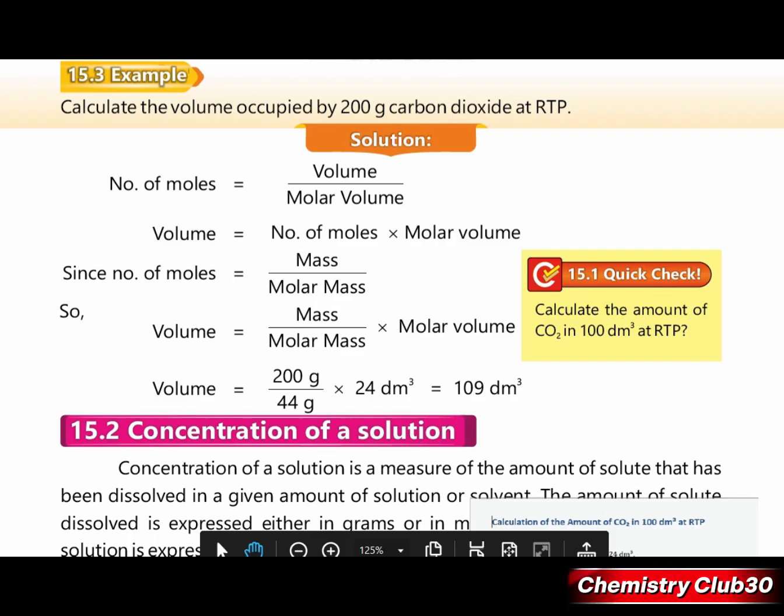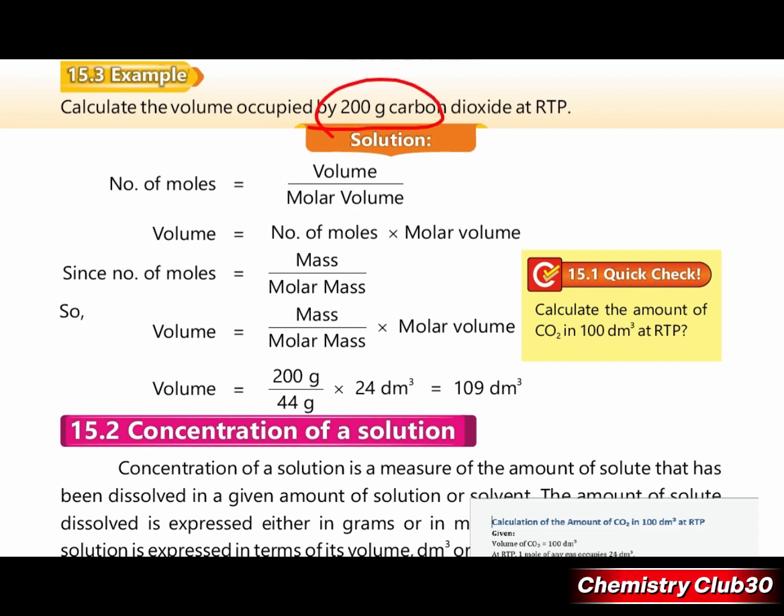Example 3. Calculate the volume occupied by 200 gram carbon dioxide at room temperature. In this case, the given data is the mass of carbon dioxide. The number of moles is not given, and we have to find the volume. Since the number of moles is not given, we will have to find the number of moles first, and after that we will use the formula. Volume will be equal to number of moles multiplied by molar volume.